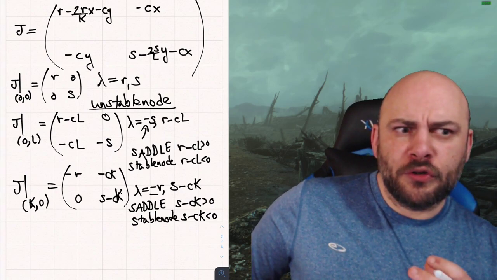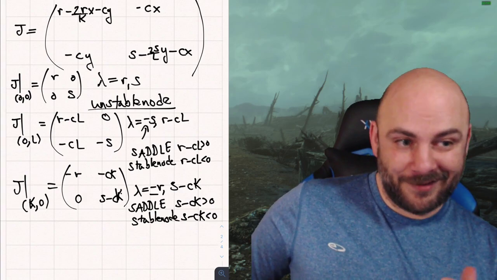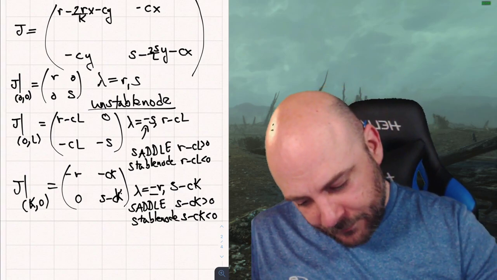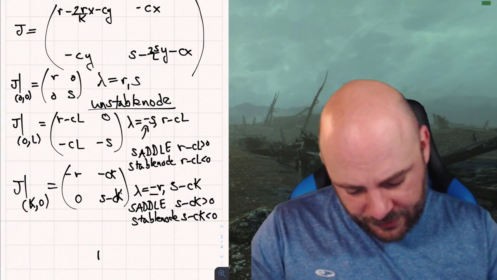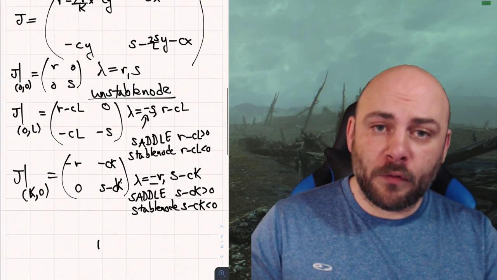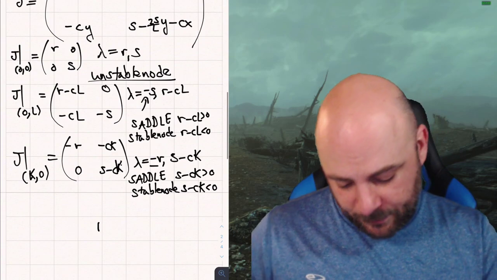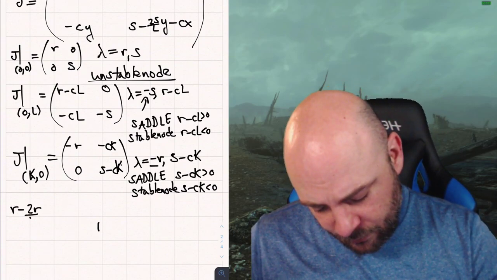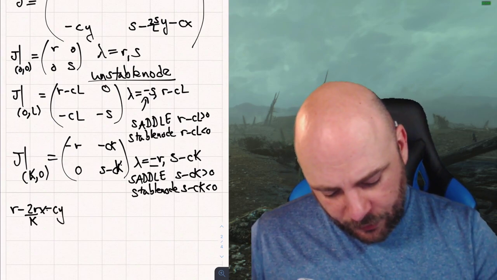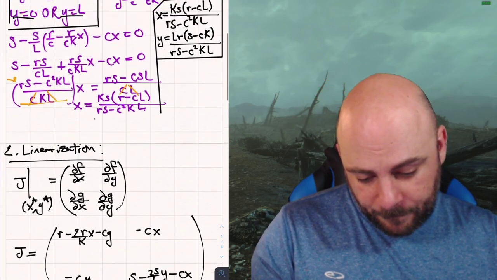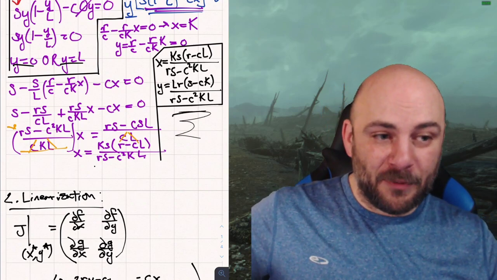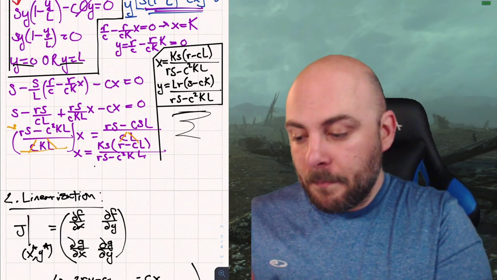Okay, so I'm going to do a little bit of pre-work here to be able to plug them in without having to deal with the entire matrix all at once. So to do that pre-work, let's take r minus 2r over k x minus c y. That's the first thing I'm going to work with. R minus 2r over k x minus c y. Okay, and this is where we're going to plug in, if I scroll way up here, these two bad boys in for x and y. And so we can already see how it's getting a little messy.